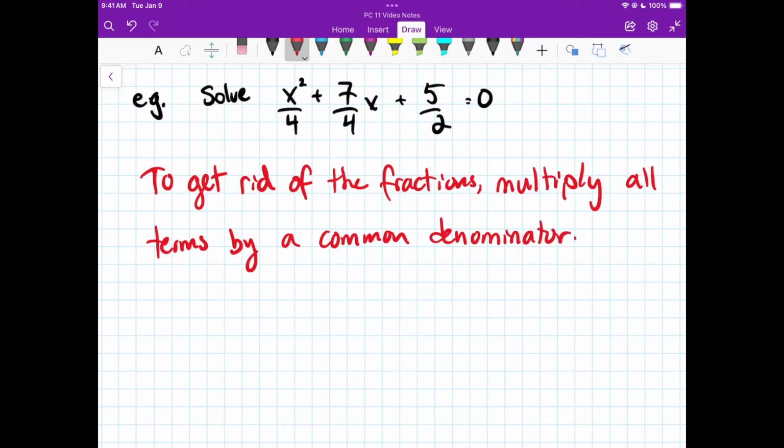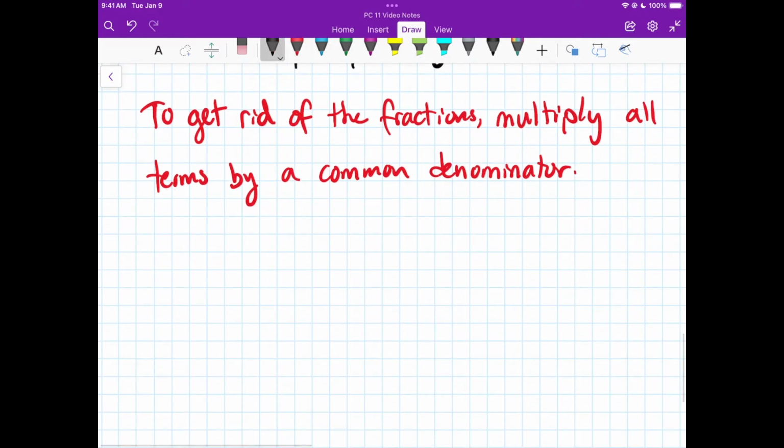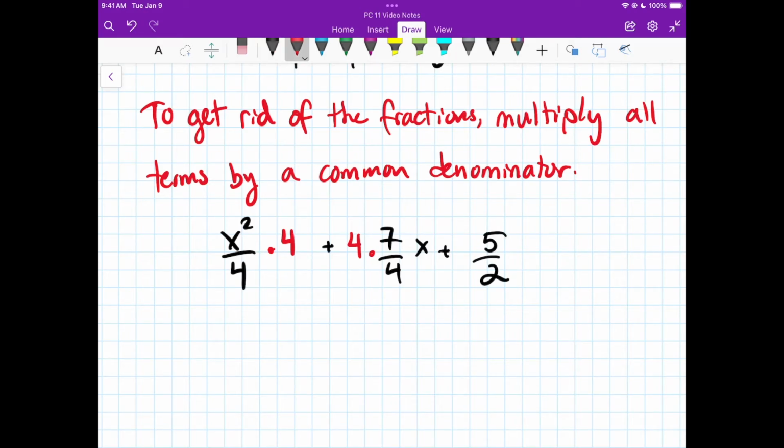So looking at our terms here, our denominators are 2 and 4. So our common denominator is actually just going to be 4. And so what we're going to do then is we're going to take all of our terms. So x squared over 4, we're going to multiply that by 4. And then 7 over 4x, we're going to multiply that by 4. And then 5 over 2, and you guessed it, you can multiply that by 4 as well. Keeping in mind that to make this a little bit easier, you might want to write this as 4 over 1 instead.